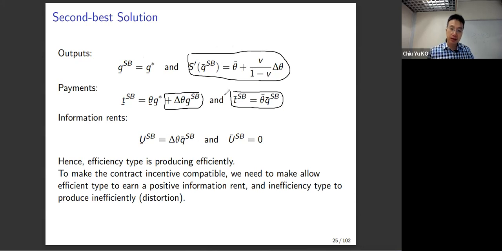So let's repeat the conclusion: the efficient type is earning some information rent, whereas under complete information he was supposed to have all the surplus extracted. He got paid more than in the complete information case, and he produced as in the complete information setup.